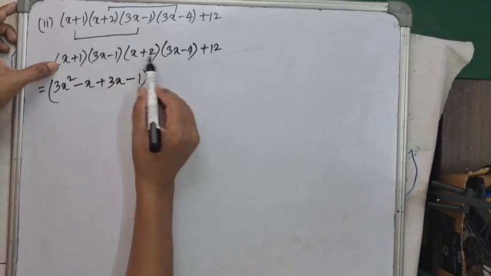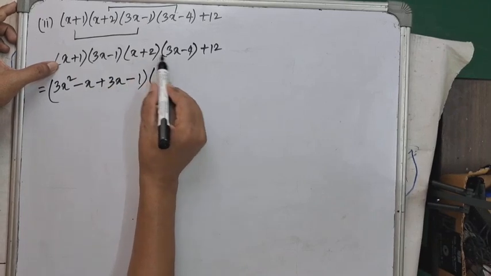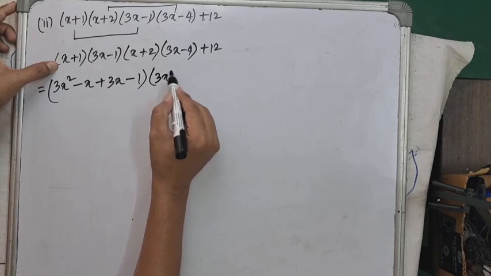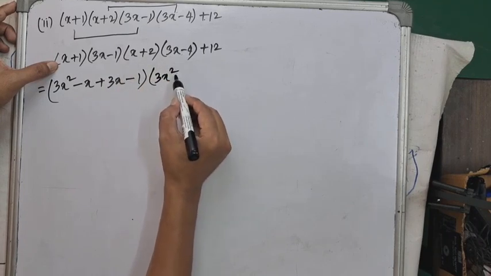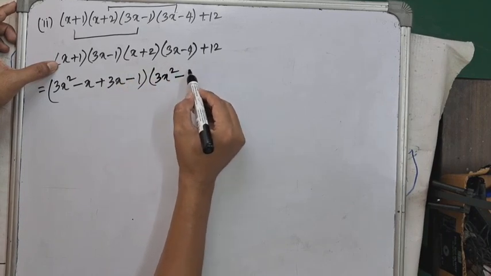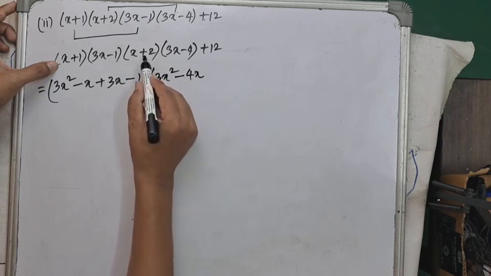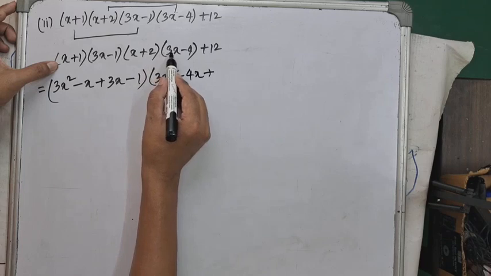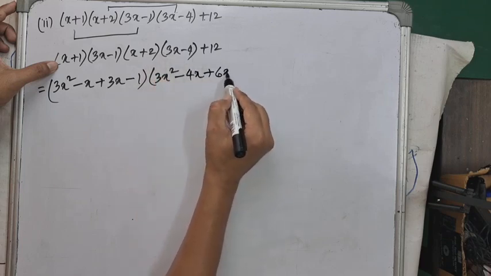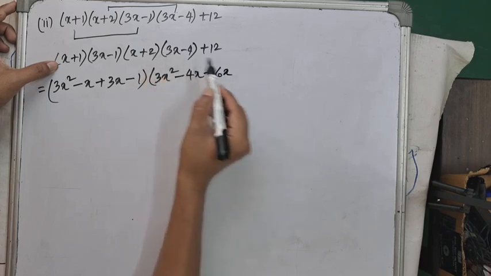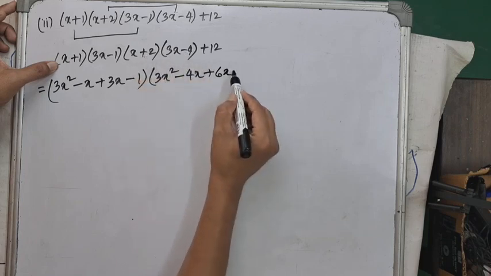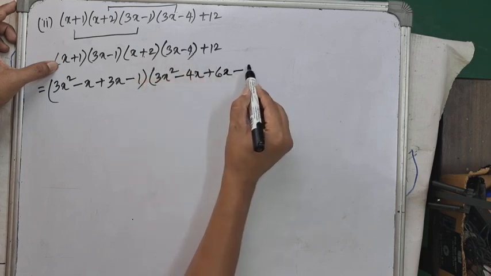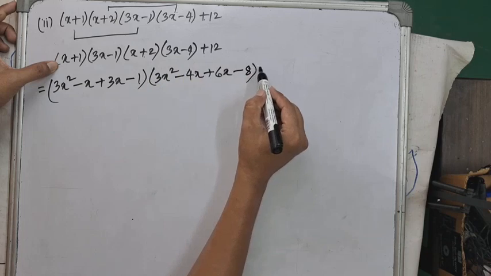Now with these two terms, okay, x into 3x is 3x square. Plus into minus is minus. X into 4 is 4x. With 2, plus into plus is plus. 2 into 3x is 6x. Plus into minus is minus. 2 4s are 8 plus 12.